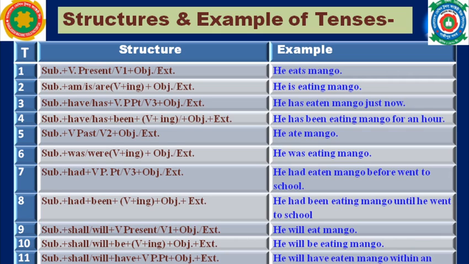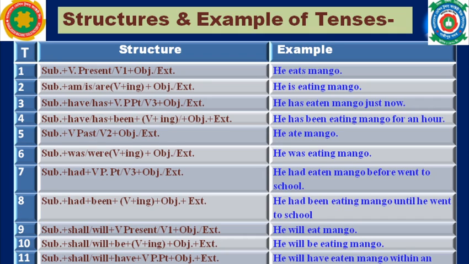He has eaten mango just now. So the action has been completed, but the result obviously exists. That's called present perfect tense, right? You have eaten mango just now. That's not so far, right? It is next to present, not in present, but it is not so far from the present.